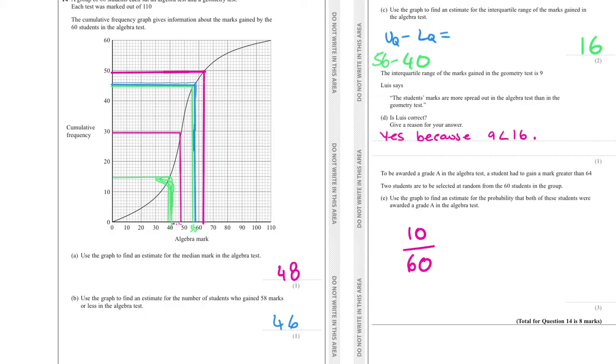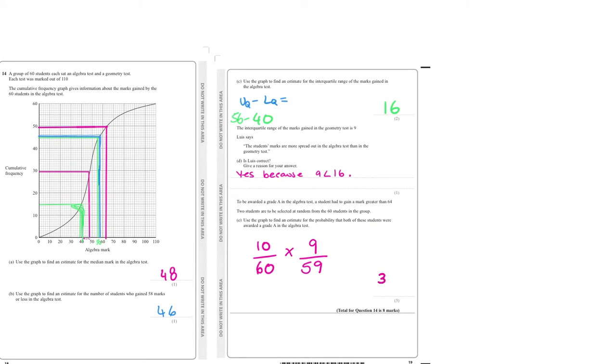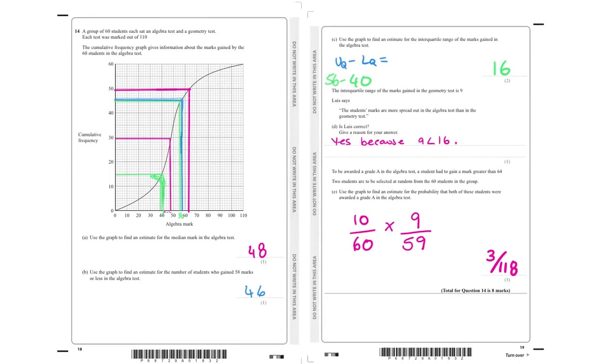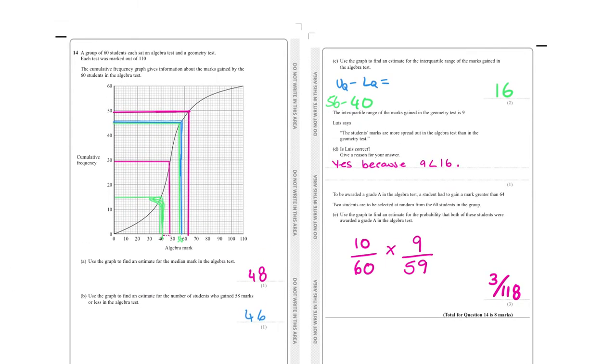Now, how am I going to find another student? If I multiply this, how many students do we now have if I already picked one? 59. It's out of 59. And how many, if I already picked one that already got greater? So 9. This is 9. Yeah? Imagine we had 10 students. If I already take one, how many got left? 9. It's out of 59. So I'm literally, in my calculator, going to do 10 over 60 times 9 over 59. It's going to give me 3 over 118. It's nice. I don't think I've ever seen probability like this before.